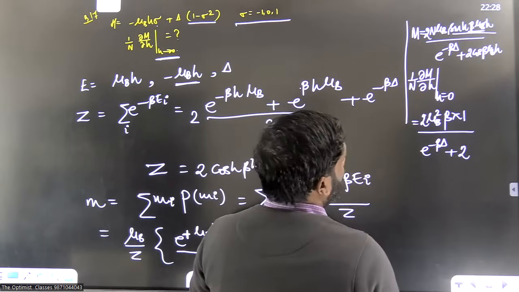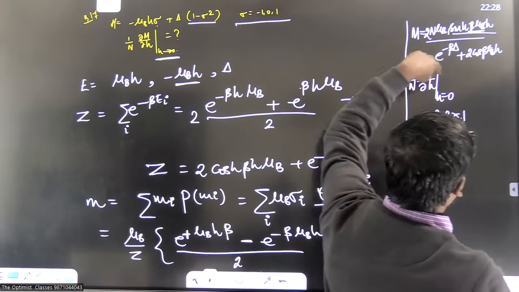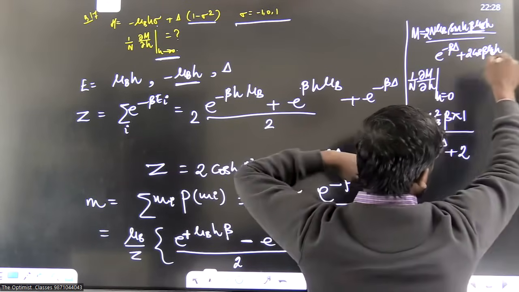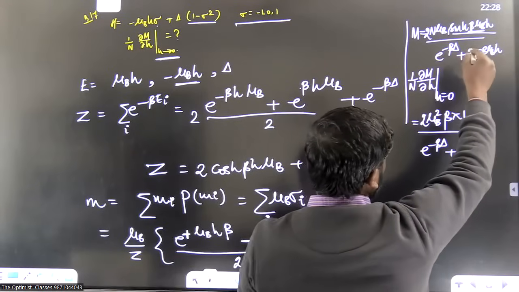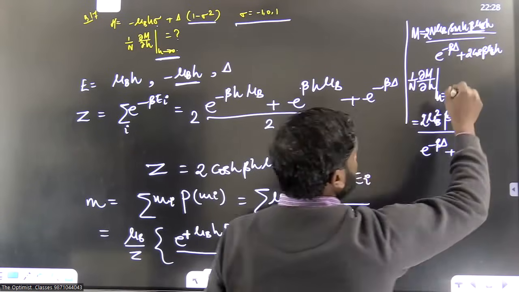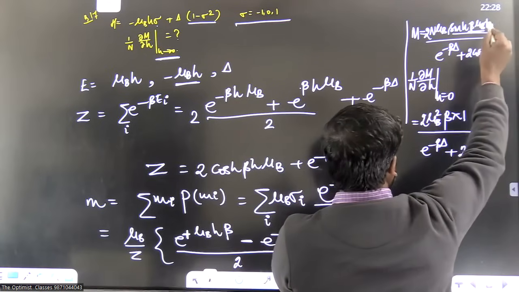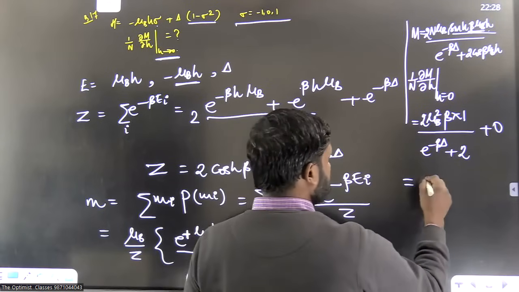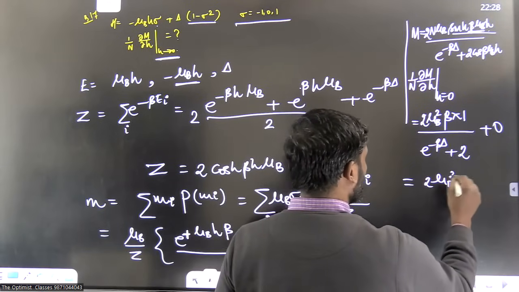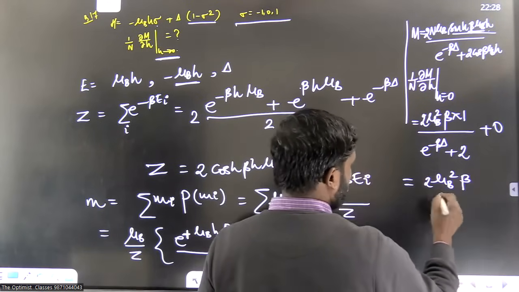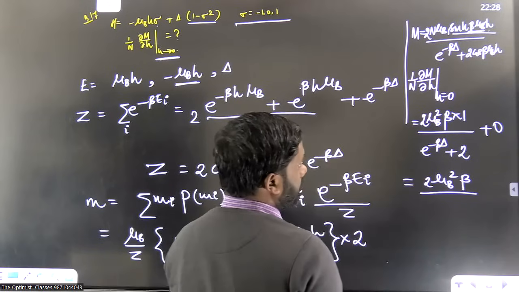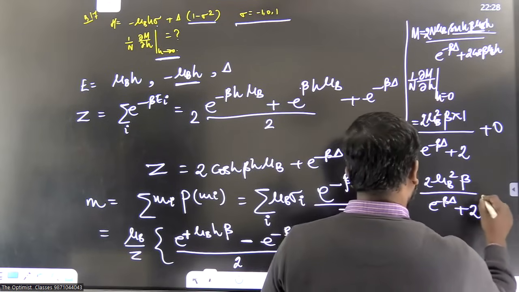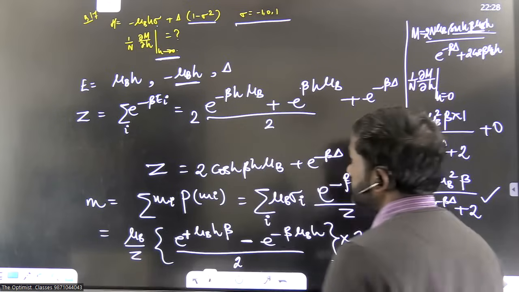Now, we are differentiating with respect to h, and h is in the denominator also. So when you differentiate the denominator with respect to h, you get something, but sine hyperbolic will still be there. When you put h equal to 0, the sine hyperbolic term becomes 0, so you get 0 there. So the answer is 2 mu b square into beta, where beta can be 1 by kbt, divided by e to the power minus beta delta plus 2. That's the answer.